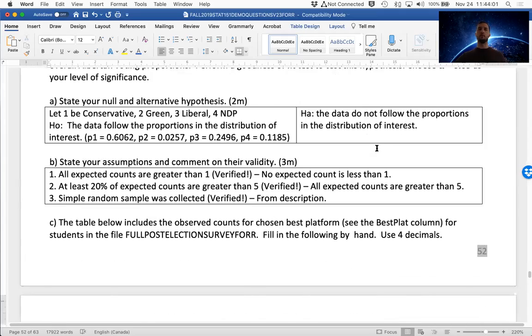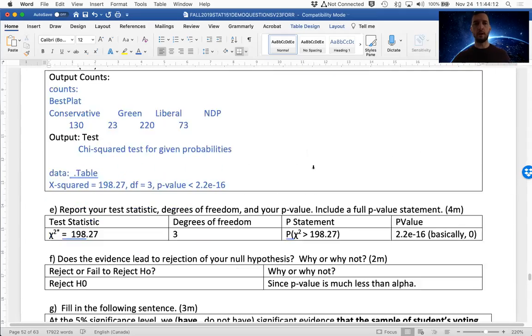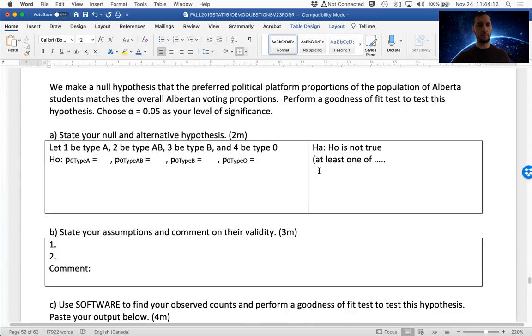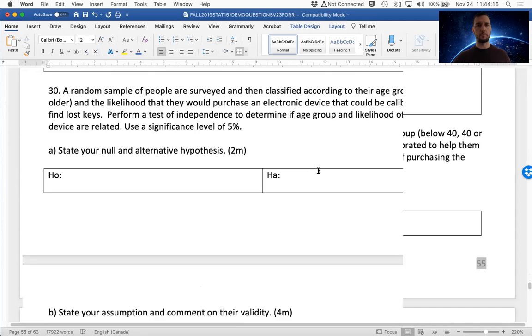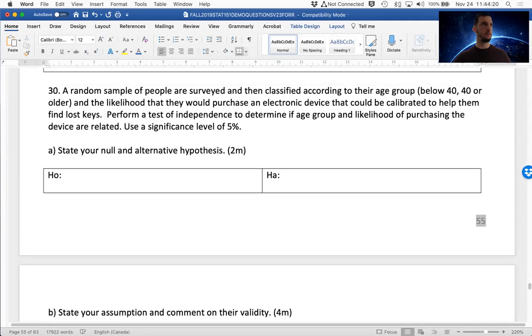Okay, so now let's turn our attention to the independence test, and we're going to use exercise 30 for the independence test.